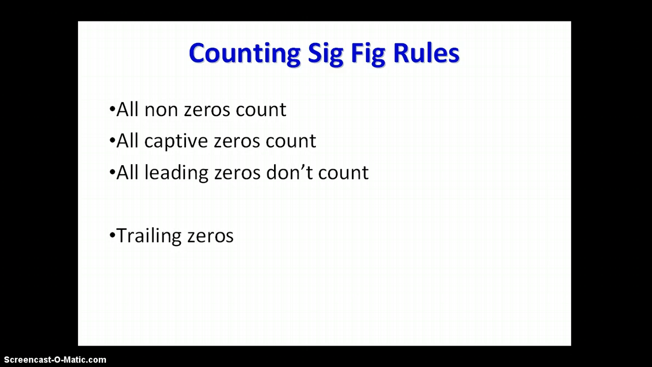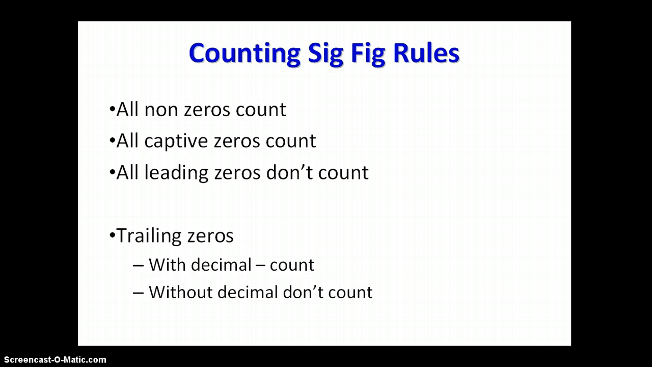Now when it comes to trailing zeros, there's two things to keep in mind. Trailing zeros are going to count as significant figures if there is a decimal. If you don't have a decimal, then those zeros at the end are not going to count. Let's take a look at our first example.